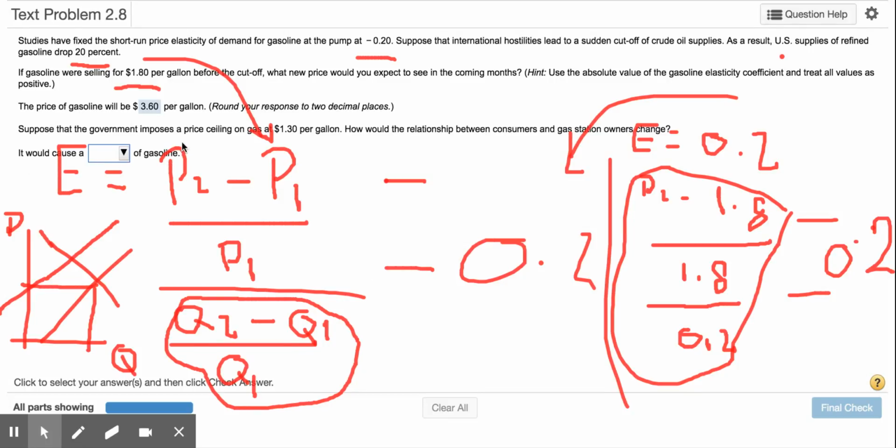Now, suppose that the government imposes a price ceiling. What you need to do is look at the price ceiling. Is it higher or lower than this price? It's lower, right? Price ceiling always leads to a shortage, because we're imposing a price that is less than this equilibrium price. How would the relationship between consumer and gas station change? We will have a shortage. Always, price ceiling leads to a shortage.